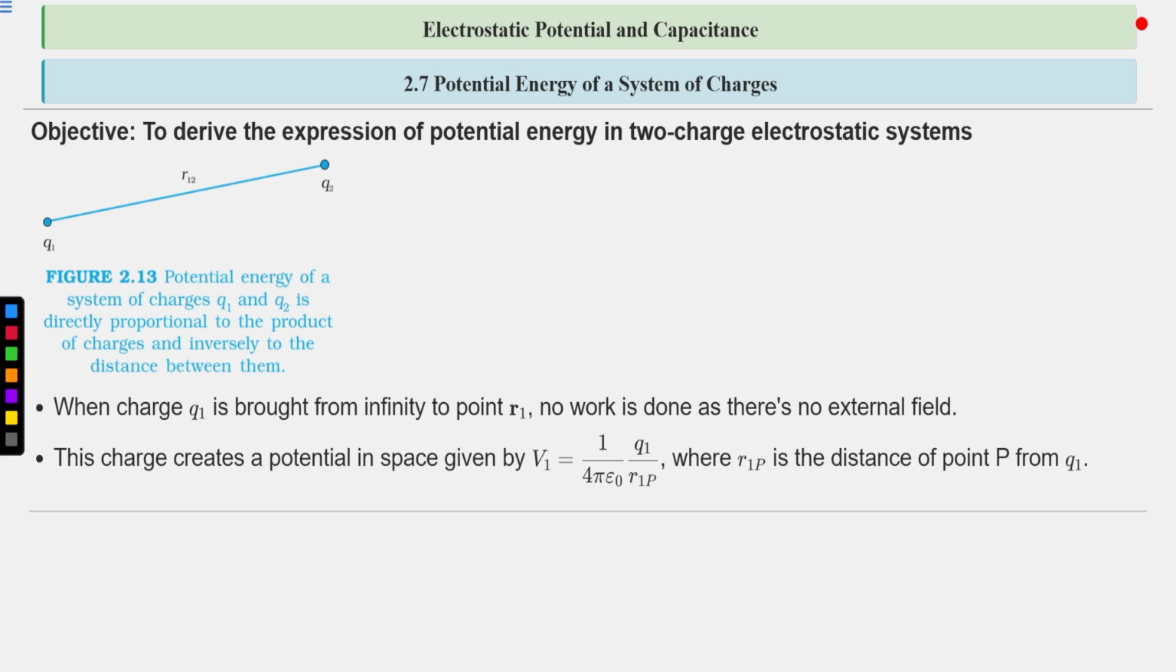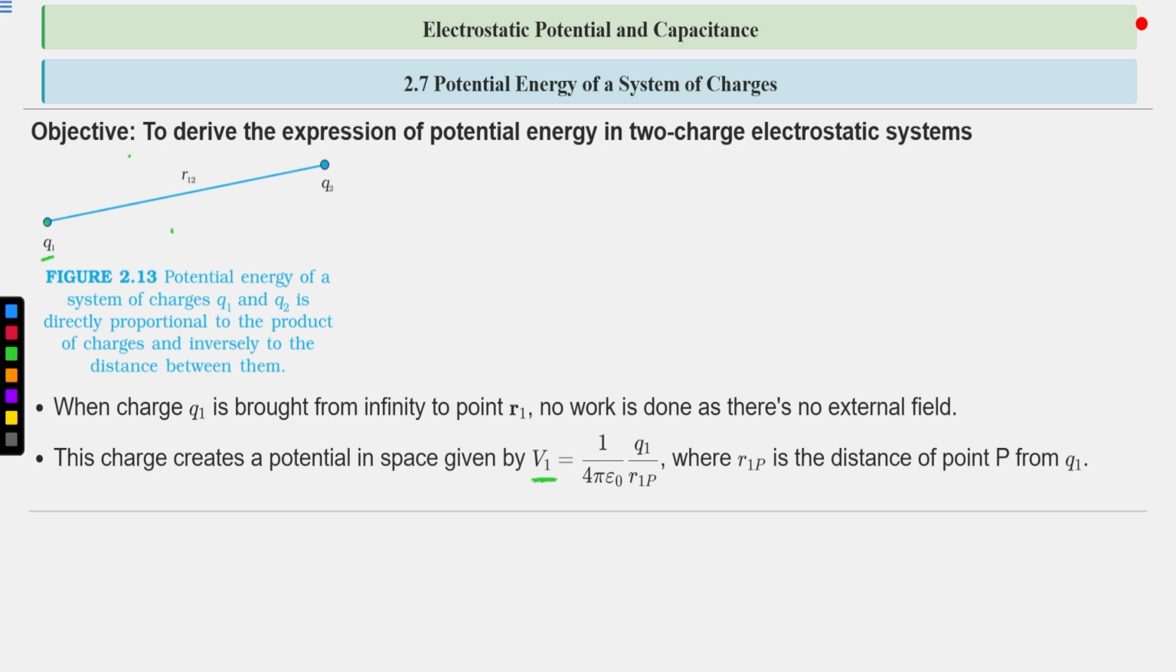Now, what are we going to do now? This Q1 charge is at this point. Now it will create potential in the space. Potential due to a point charge. What is the potential due to this Q1 charge? 1 by 4 pi epsilon naught Q1 by R1P, where R1P is the distance of point P from Q1. Any point P in the space, any arbitrary point P, here, or here, anywhere. So the potential due to this Q1 charge at any arbitrary point P is this, where R1P is the distance of point P from Q1. So this is the potential created by this Q1 charge around the space.